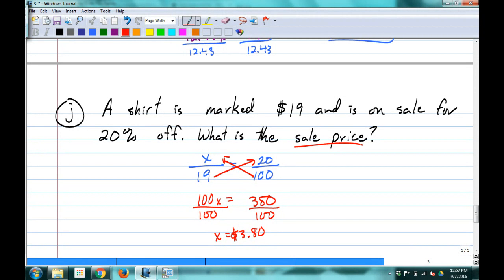Sale price, that's what they asked for, was sale price. Not what the discount is. So what do I do with that $3.80? Yeah, subtract it from the $19. $15.20. That's our sale price. And then they would tax on that, depending on where you go, how much the tax is, what city you're in.